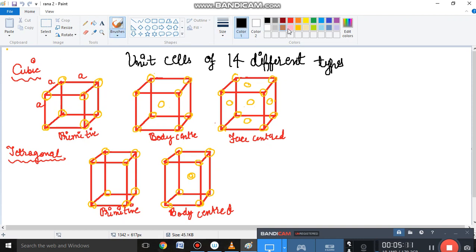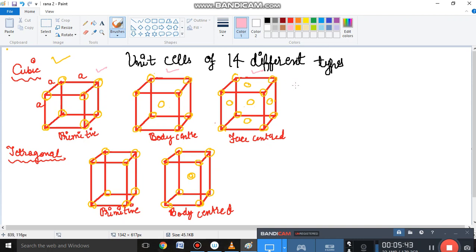Firstly, here comes the cubic type of the crystal system. In this crystal system, it has three possible variations. First is the primitive, in which particles are present only at the corners. Second is body centered, in which, in addition to the corners, the particles are also present at the center of the body. And third is FCC, in which the particles are not only at the corners but also at the center of each face of this unit cell.